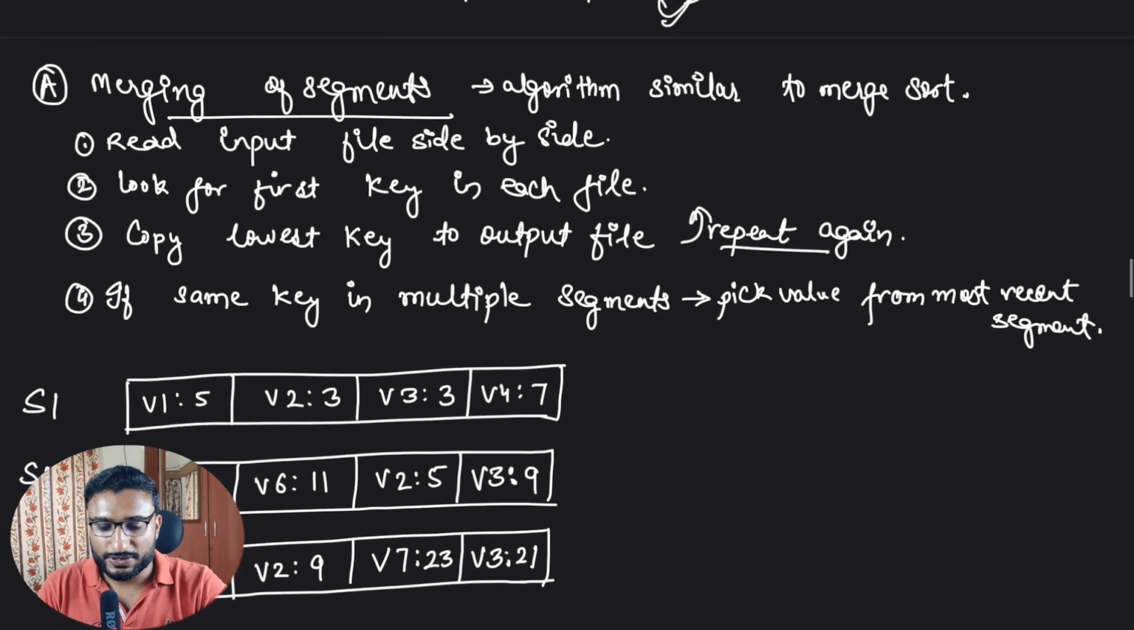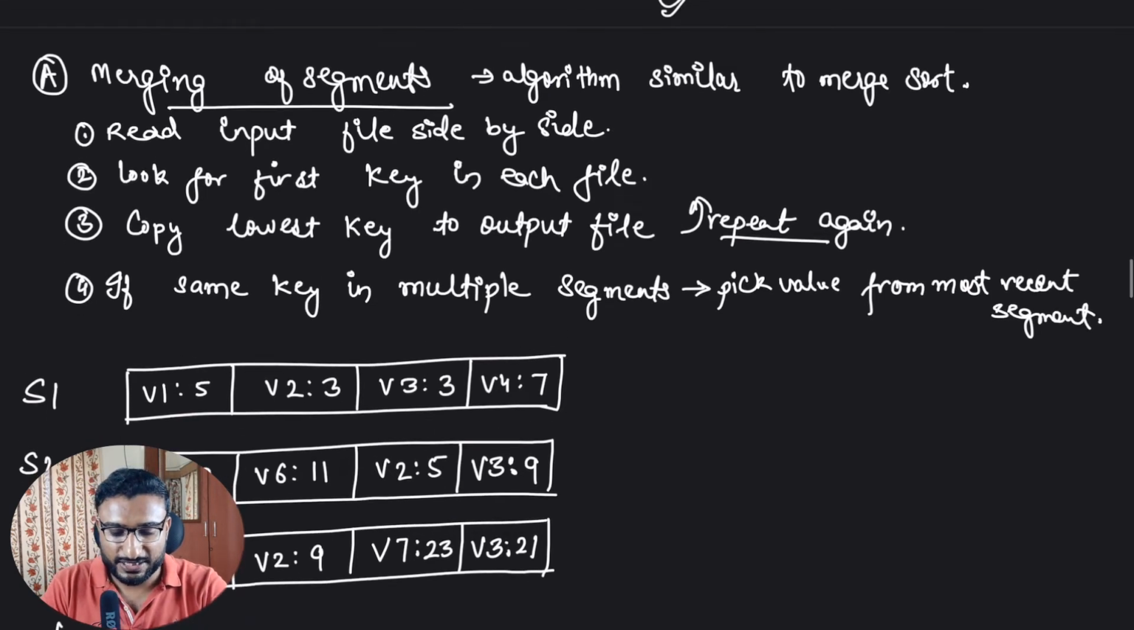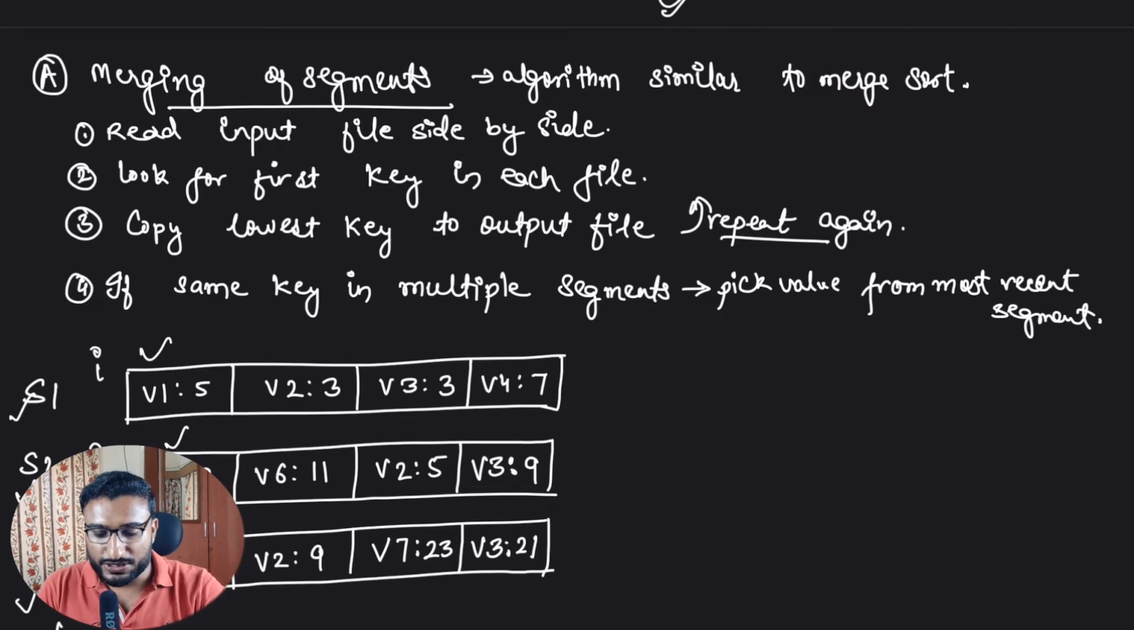Now how will this work? What you will do is read the input files side by side. So there are your three segments, you will read them together side by side and look at the first key in each of these files. Here is I, this is J, this is K. You will check which is the lowest value in each of these segments. So in this case it's 5.